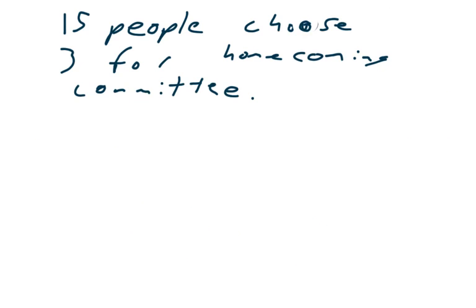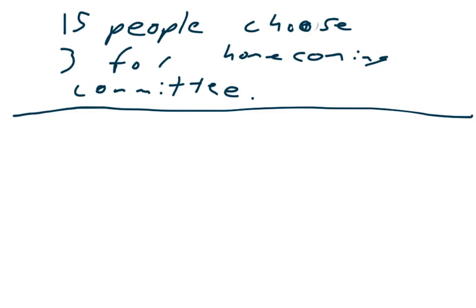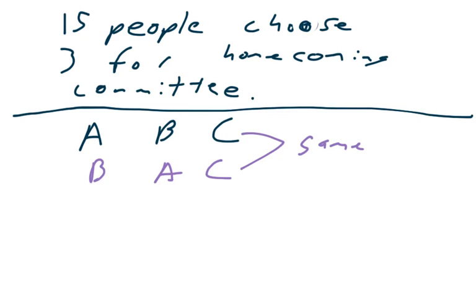Alright, now in this next example we have 15 people again. This time we are going to choose 3 for the homecoming committee. So let's say that the first 3 people I pick are person A, person B, and person C. If I pick person B, then person A, then person C, this is the same committee, because I didn't say one of them was the president, one of them was the vice president. So this is what we call a combination.